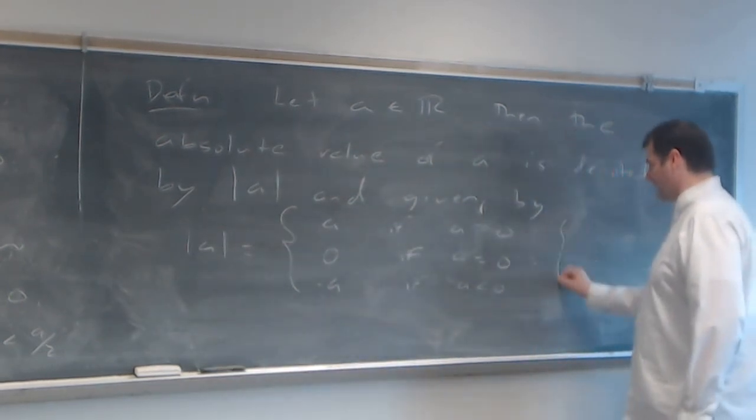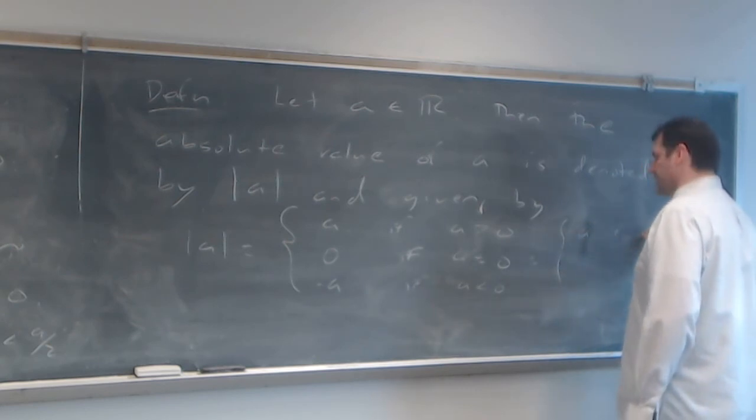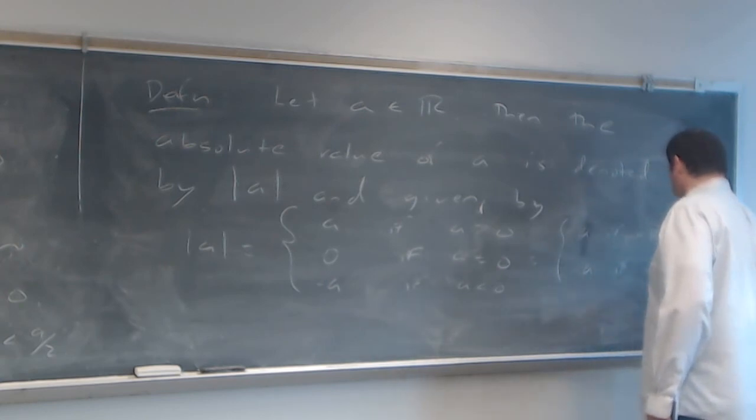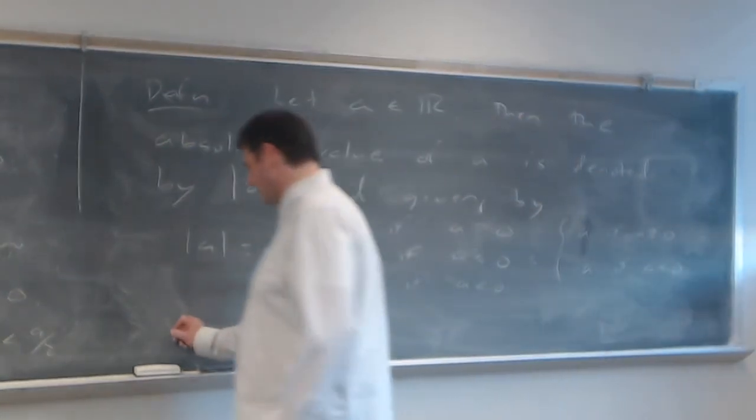Which is the same thing, so here's the other way that a book can define it. It's A if A is greater than or equal to 0, and it's minus A if A is less than 0. So those are the two traditional ways. Let's look at a couple of examples.